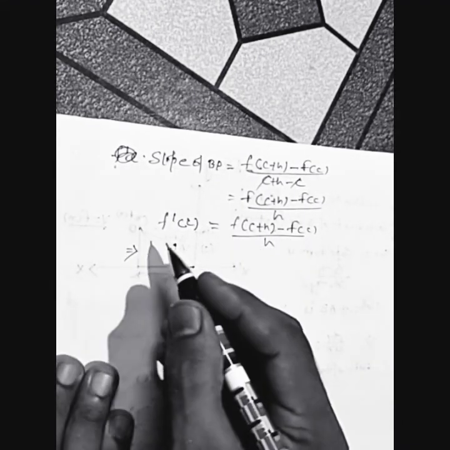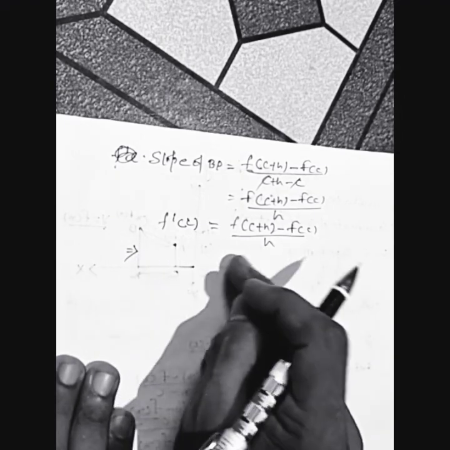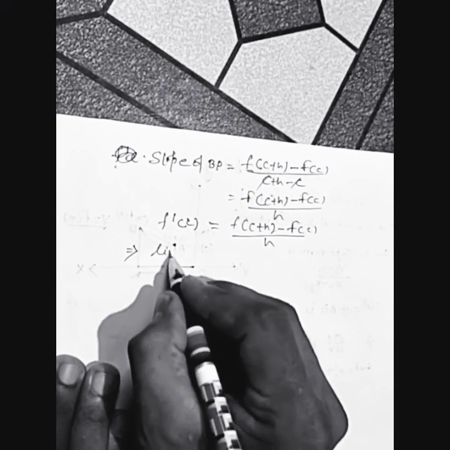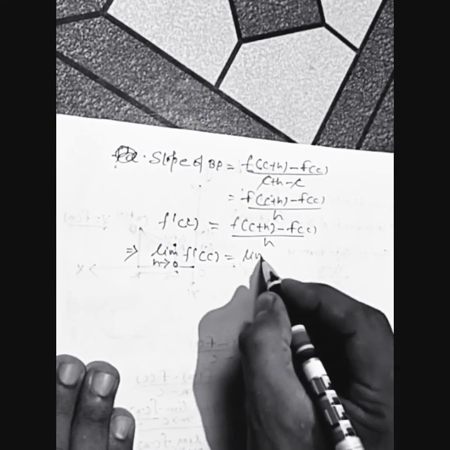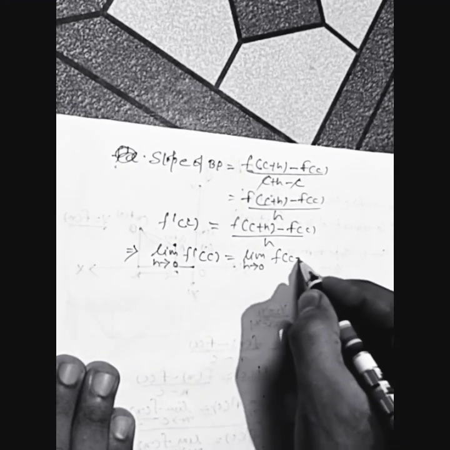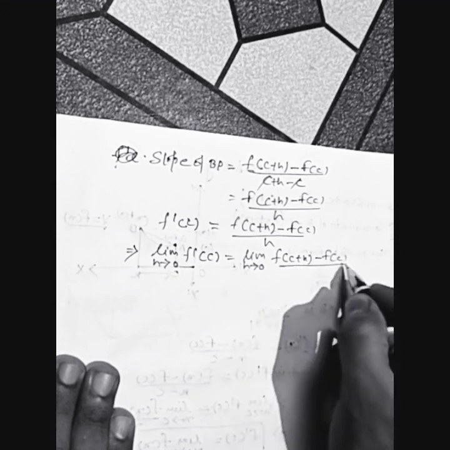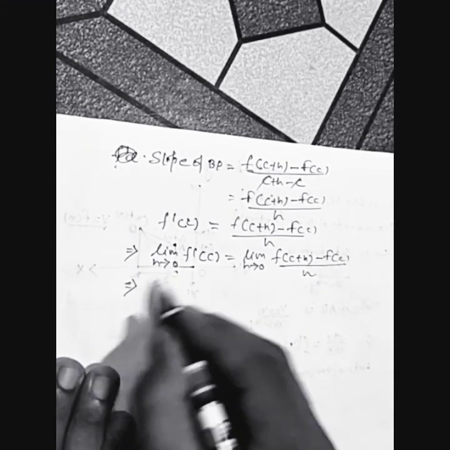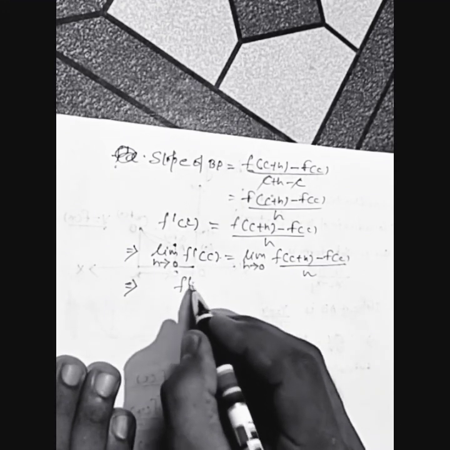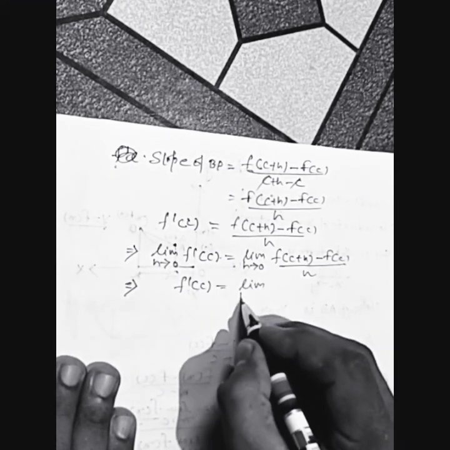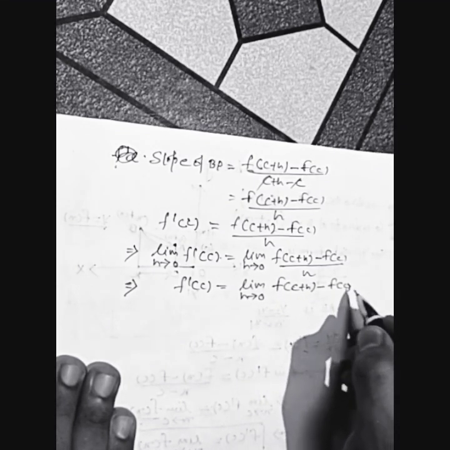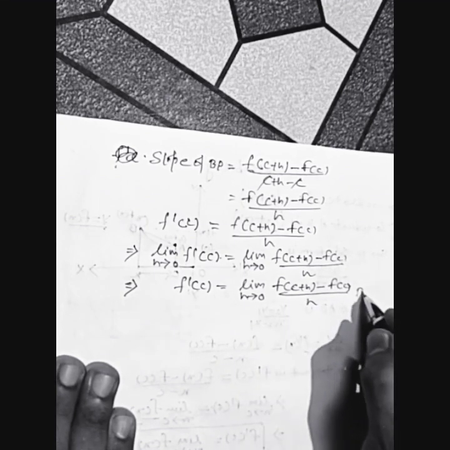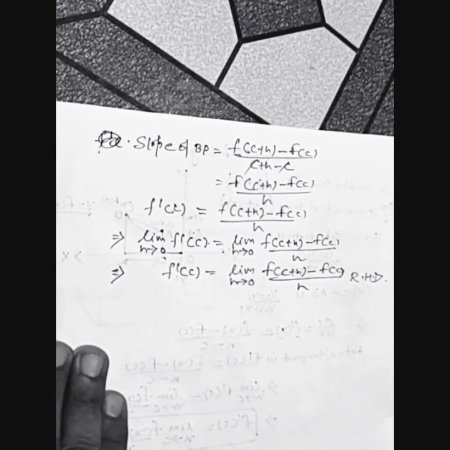So taking limit, I have told you previously, C plus H tends to C means H will always tend to the point 0. So limit h tends to 0, f dash c equal limit h tends to 0, f of c plus h minus f of c divided by h. Limit of a constant, because here is no h term involved, so f dash c is equal to limit h tends to 0, f of c plus h minus f of c divided by h, and this is the right hand derivative. So with this we conclude differentiability.